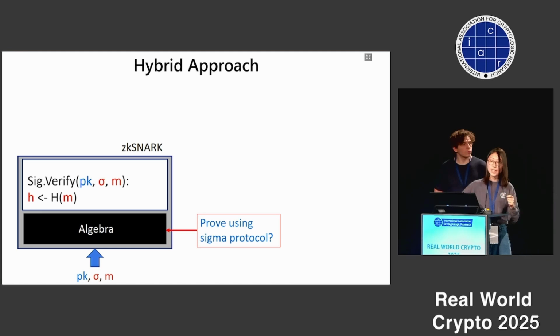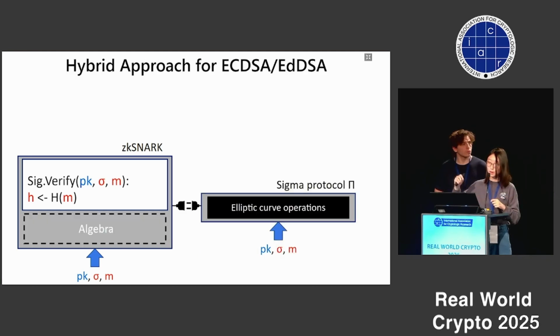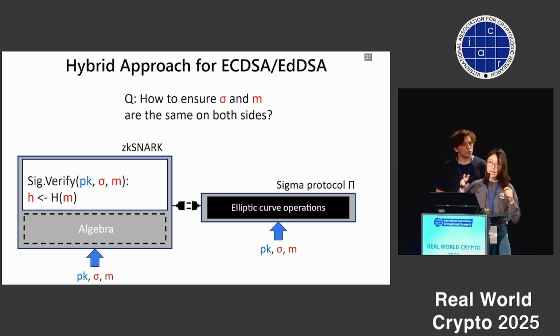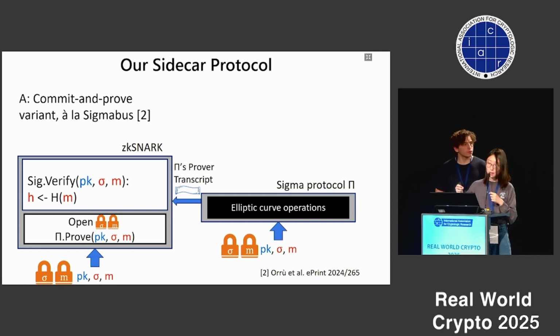So we want new techniques to offload the elliptic curve operations outside the CK-SNAC circuit. So we offload them to a Sigma protocol. But now there are two issues. First, we need to prevent a malicious prover from providing different inputs to CK-SNAC and the Sigma protocol. And we also need to build a new Sigma protocol that is more efficient than doing the elliptic curve operation in the R1CS.